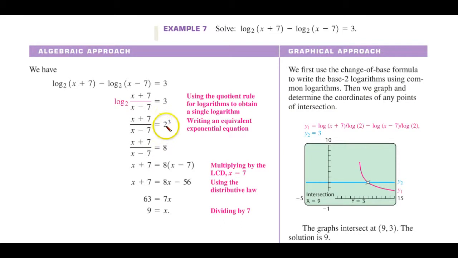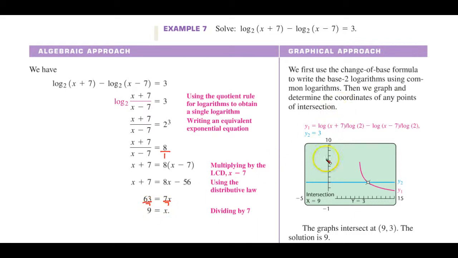So now what do we do to the 2 to the third? Well, we expand it to 8. And remember, this is 8 over 1. So we can cross multiply, which is what they're doing here. We distribute. We then combine like terms. And we divide both sides here by 7. Transposed, of course, and then x equals 9.